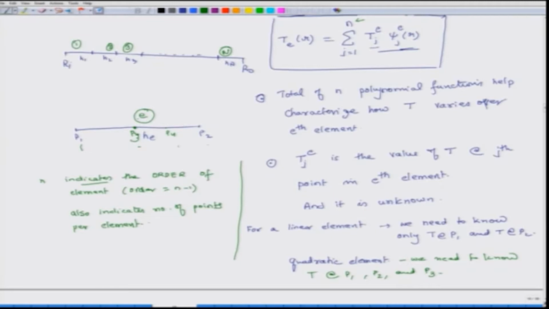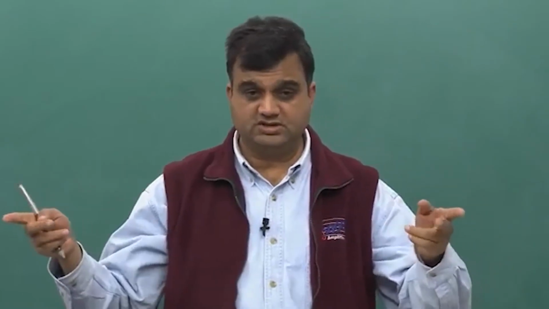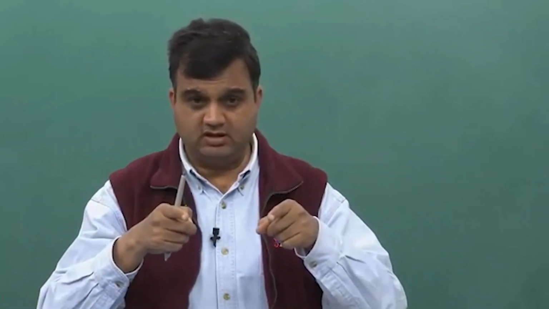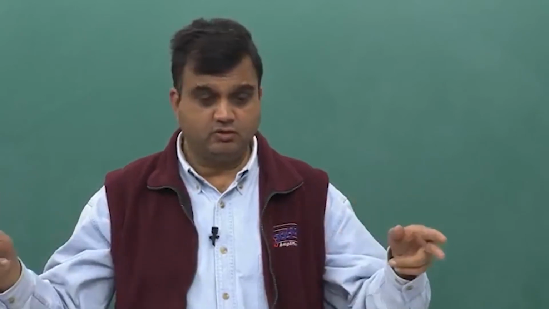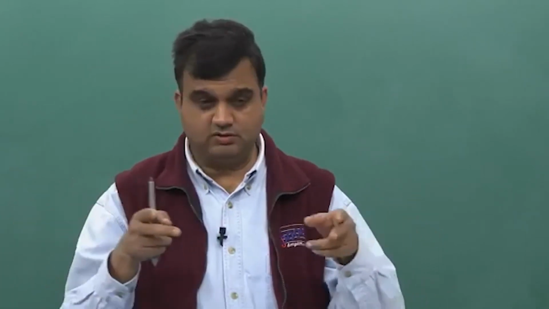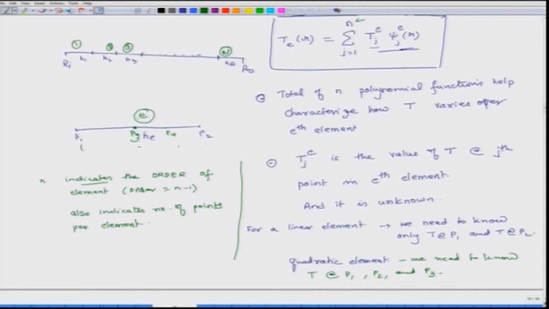T_j^e is the value of t at jth point in eth element, and based on all this understanding, if we have a linear element, we need 2 points, and these 2 points will be at the boundaries. If we have a quadratic element, we need 3 points, 2 will be at the boundary and 1 node will be somewhere in the middle. If we have a cubic element, 2 points will be on the boundaries and 2 points will be in the middle, and so on and so forth. So to make it more explicit, it is at jth geometric point in the element. But even if I remove this geometric, it does not change much.